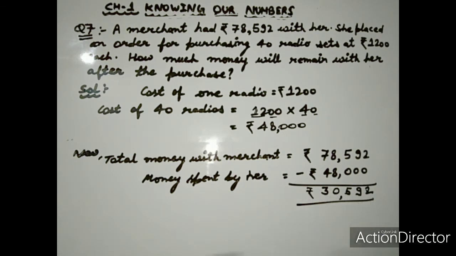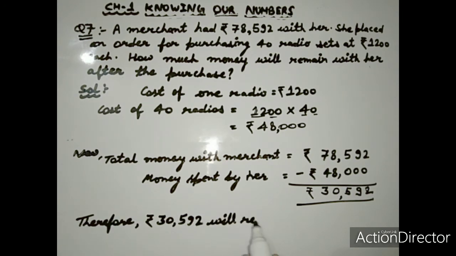So here we get a total of 30,592 rupees. So here we write, therefore, rupees 30,592 will remain with her after the purchase.